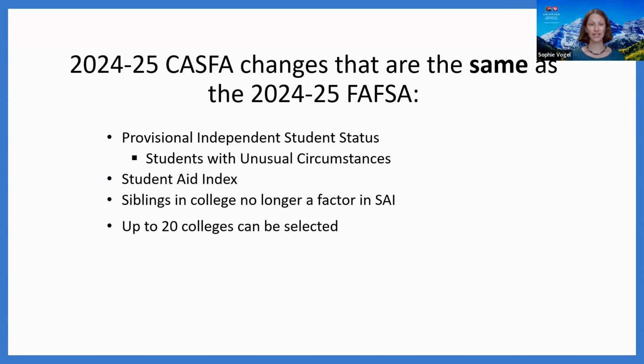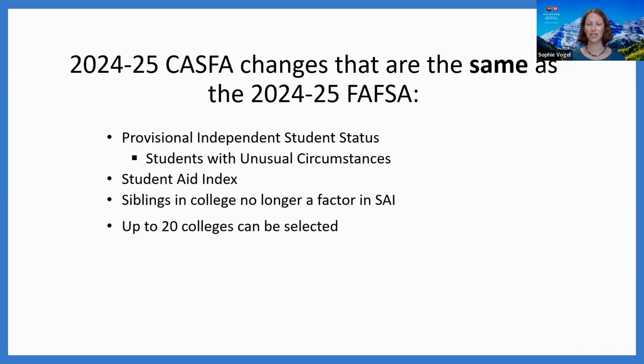Next slide, please. So, 2024-25 CASFA changes that are the same as the 24-25 FAFSA. Something that is the same is the provisional independent student status. This is new. As you know, students with unusual circumstances can submit a CASFA potentially without parent information if they are a provisionally independent student. Then it is the financial aid office's responsibility to follow up with that student for documentation.